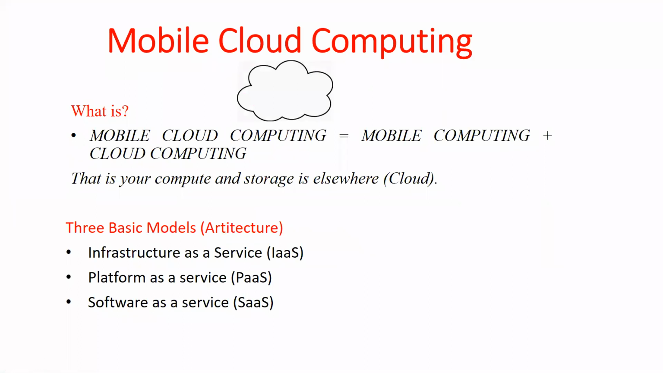Okay, thanks. Afternoon all. As you may be aware about mobile cloud computing, what actually mobile cloud computing is, it is the mobile in combination with the cloud. So basically it moves the application and services, the computing power of it and the data storage away from the mobile devices and into a more powerful centralized computing platform, which is the cloud. So that is your compute and storage is elsewhere. There are three basic models. That is the architecture of it, which is the infrastructure as a service, platform as a service.